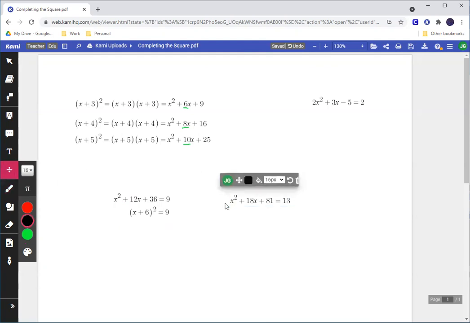Okay, so coming over here, look at that center number. We see 18. We know that that connects to 9 because 9 plus 9 is 18. So we know that this does follow the pattern because 9 times 9 is 81. So we can replace these three things with x plus 9 squared.